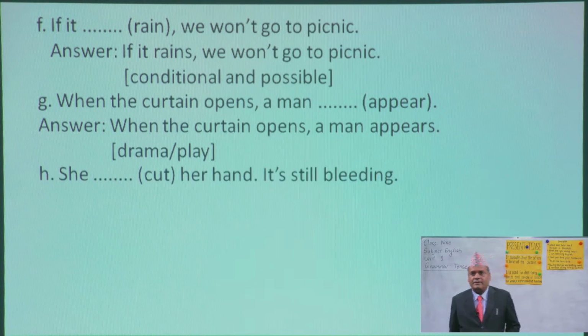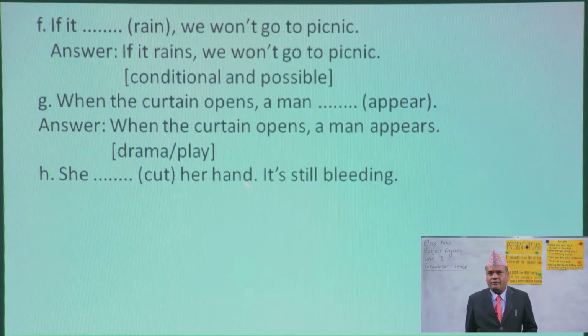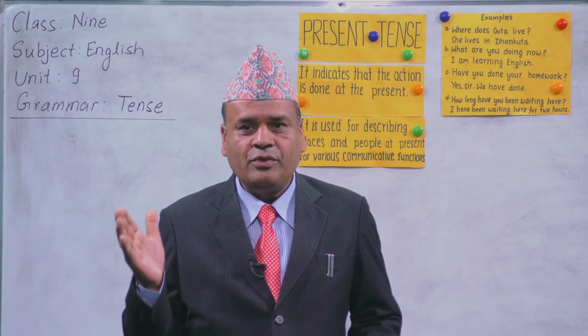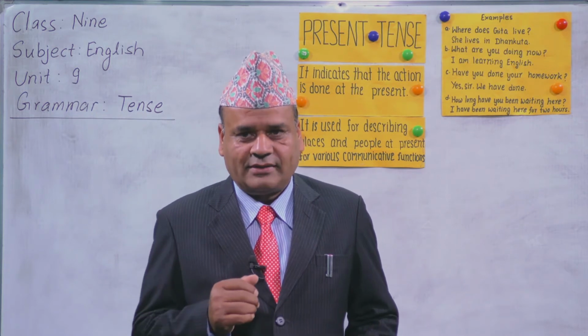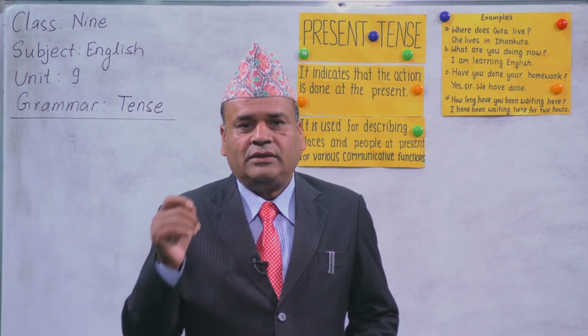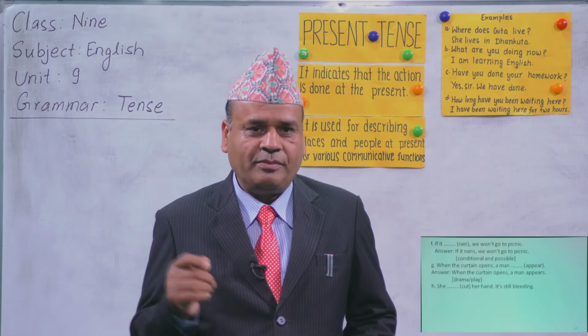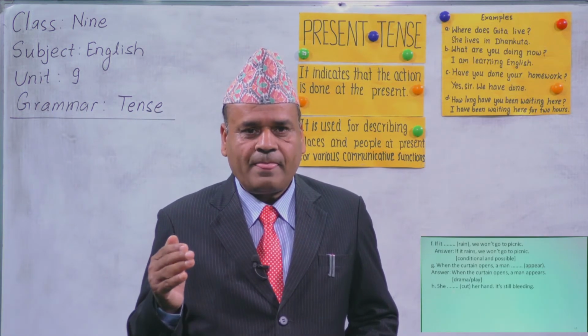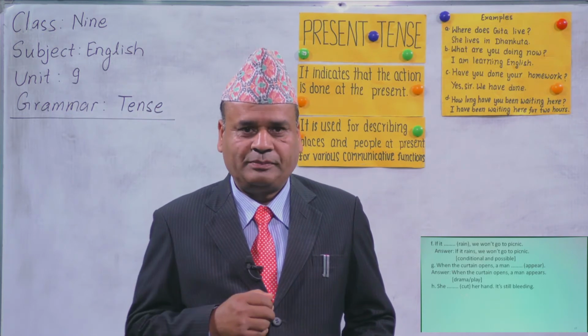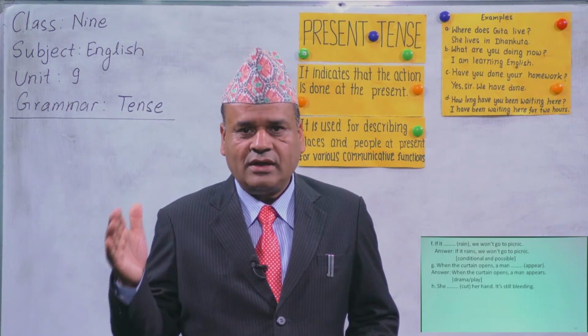And next, she cut her hand. It's still bleeding, okay? So, what do you find here? Action is over, right? And what is the result? It's still bleeding. Result is left. The action is over and result is left. At that time, we use present perfect tense for action. And the verb cut has the same form in present, past, and past participle form. Same form means cut, cut, cut.